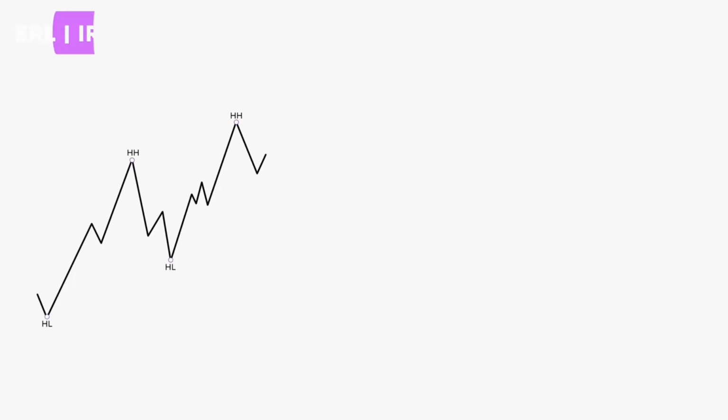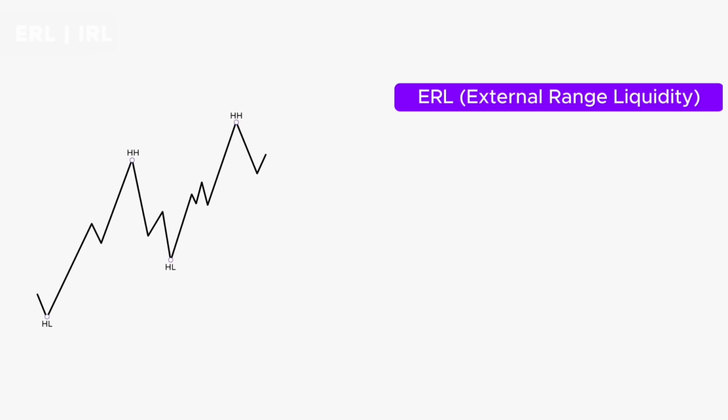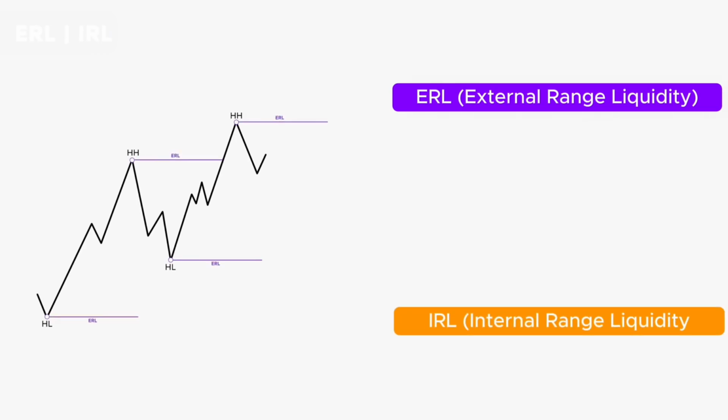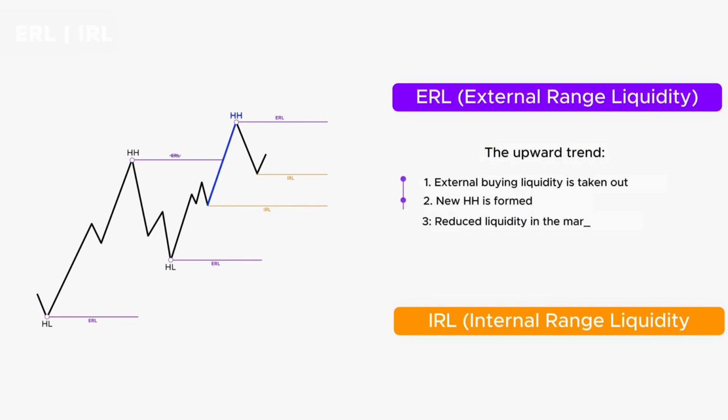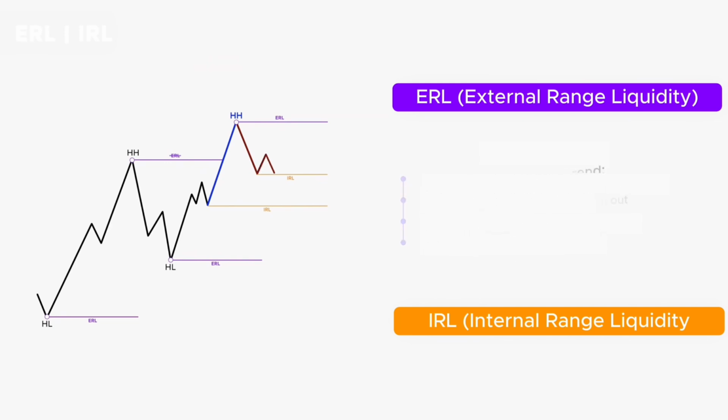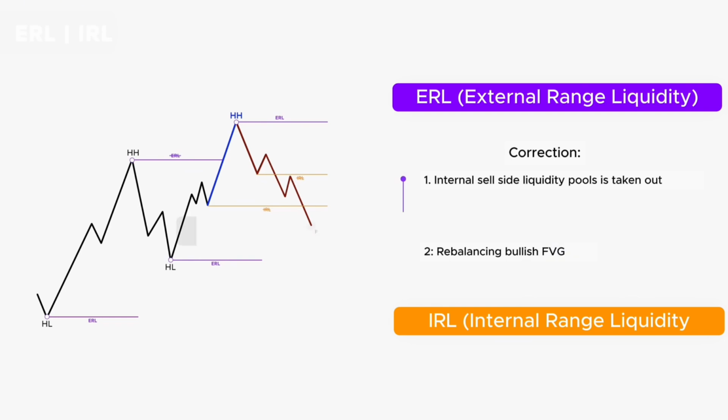The diagram shows a typical uptrend. Its structural elements indicate the levels where external liquidity accumulates. Internal liquidity refers to all the swings that are within the range between this higher low and this higher high. The pattern of development for any uptrend is extremely simple. First of all, external buy-side liquidity is taken out and a new higher high is formed. Such an event leads to a reduction in available funds on the market and creates a need to revalue the assets in the opposite direction. During a correction, two things always happen. Internal sell-side liquidity pools are taken out and previously formed price inefficiencies are rebalanced.